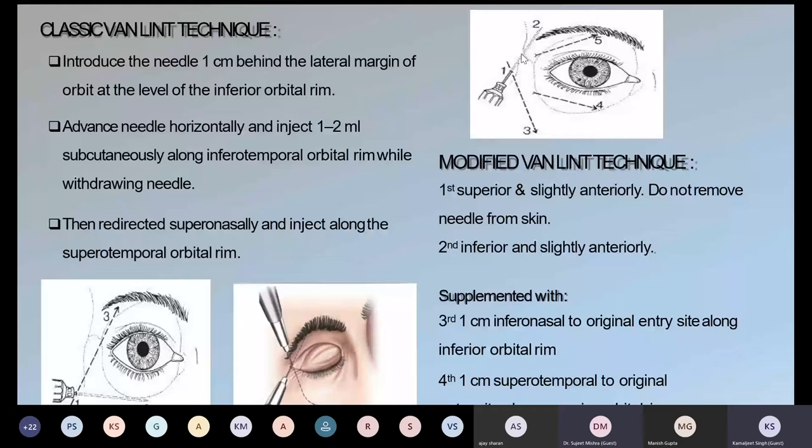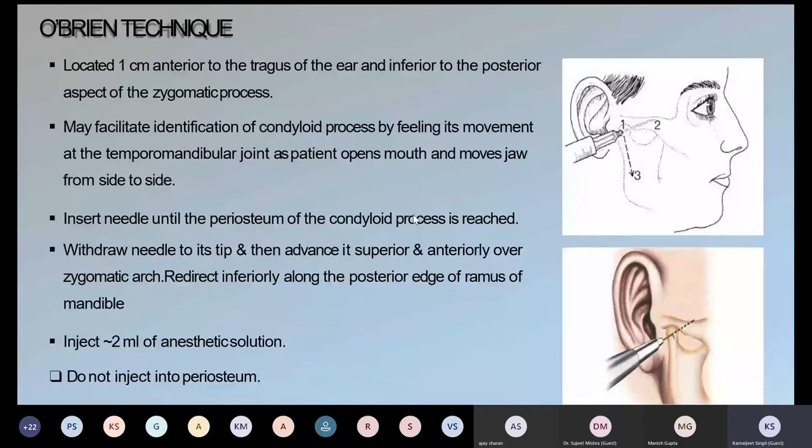So this gives you a good orbicularis block, which means that you don't get any squeezing effect while doing the surgery, which is not required in peribulbar surgeries. So many times this is not needed. O'Brien technique is another technique wherein we use it into the mandible.